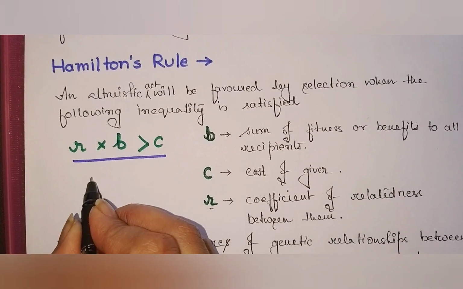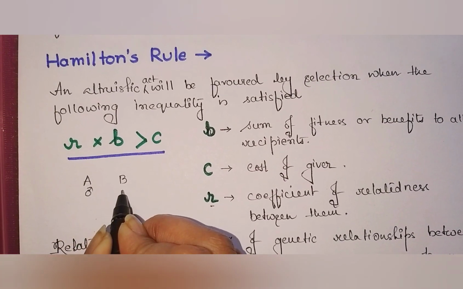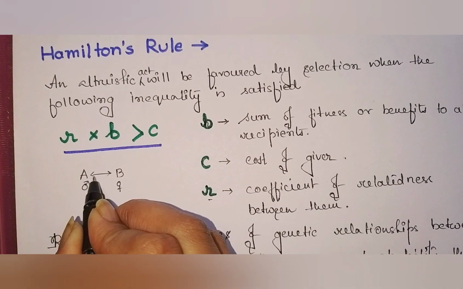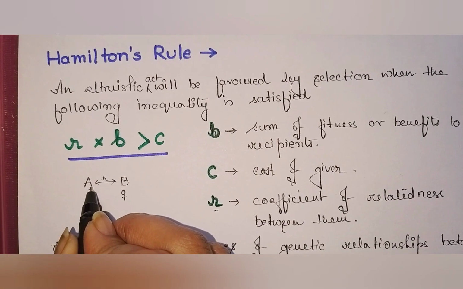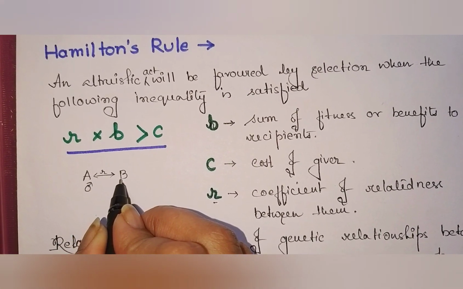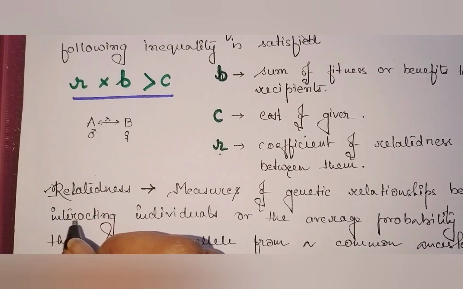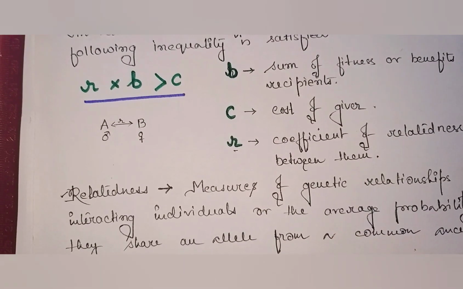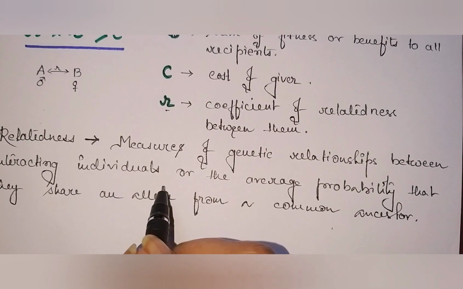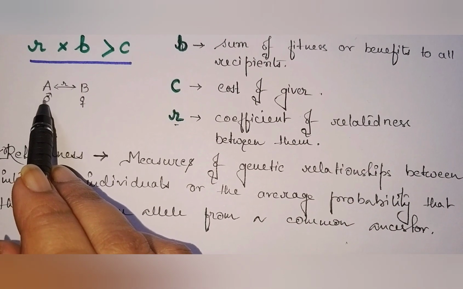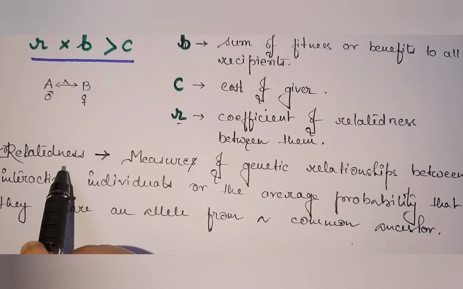Suppose A is a brother, B is a sister. R will show the relation between the two. R will show how A is related to B or vice versa, how B is related to A. Right? Now coming to what is relatedness. Relatedness is a measure of genetic relationships between the interacting individuals. See here, the two interacting individuals here are A and B. So, how are they related? This is what is R.